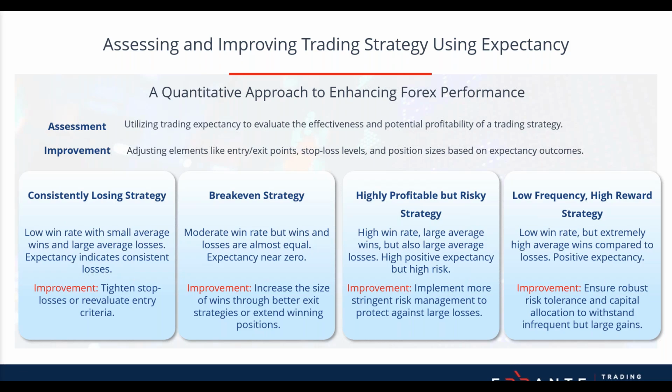But finally, consider a low frequency, high reward strategy, a low win rate, but with wins significantly larger than losses. The positive expectancy indicates potential profitability, but the infrequent wins demand robust risk tolerance and careful capital allocation. To improve, you can ensure a robust risk tolerance and capital allocation to withstand infrequent but large gains. So these comparative examples show how different strategic adjustments impact trading expectancy, highlighting the need for a balanced approach that weighs both risk and reward.